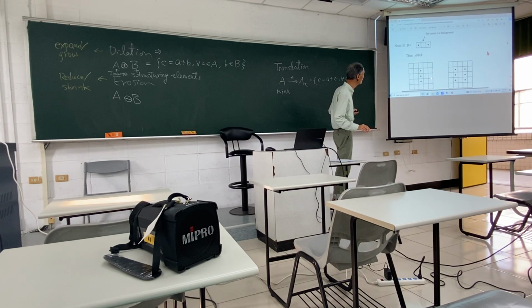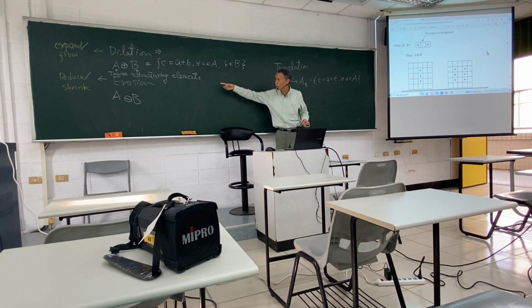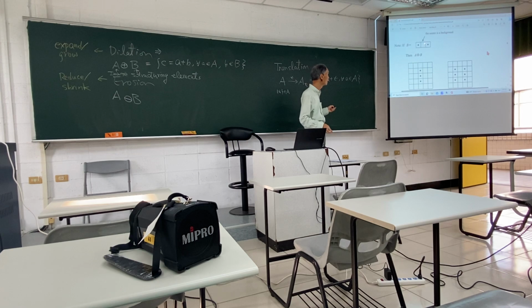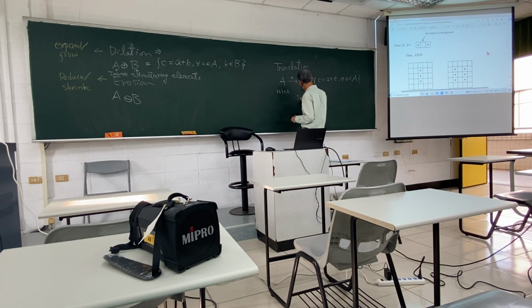If this is A, and this is B, the reason I say later on I'm going to give you an easy way for the dilation morphology is that the result could be a little bit different from this. It's the mathematical definition for the structural element B, okay?